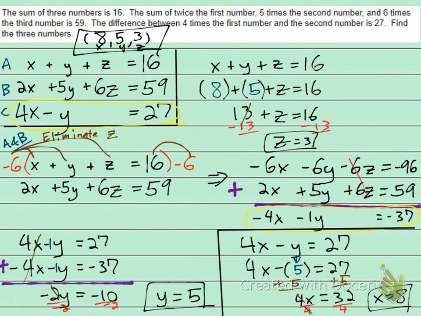All right, and I bet you the sum of these three numbers will be 16. The sum of twice the first, 5 times the second, and 6 times the third, that will give you 59. And the difference of 4 times the first and the second one is going to be 27. All right.